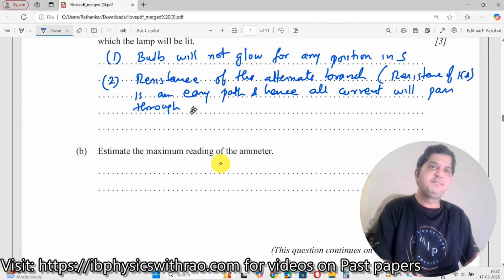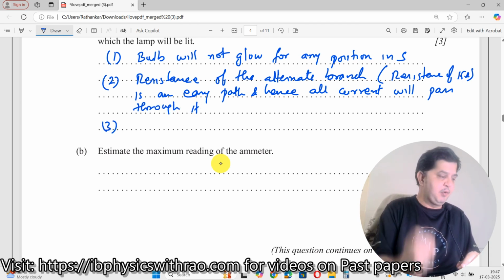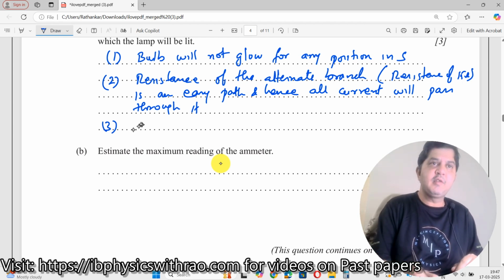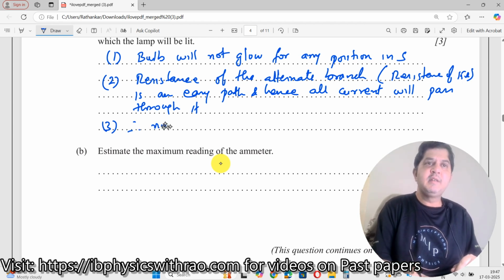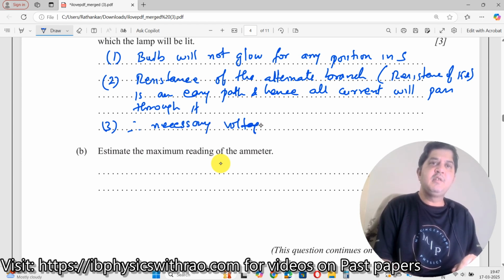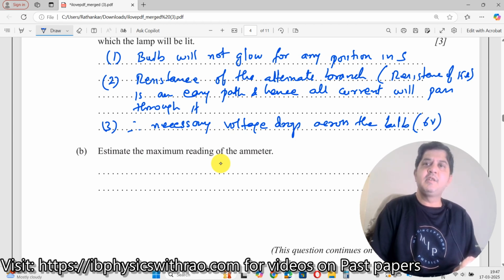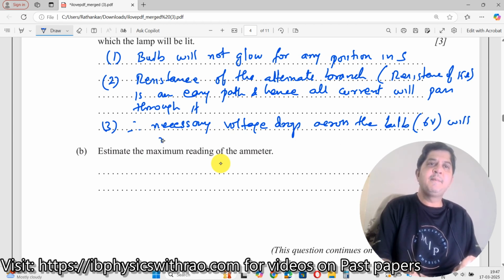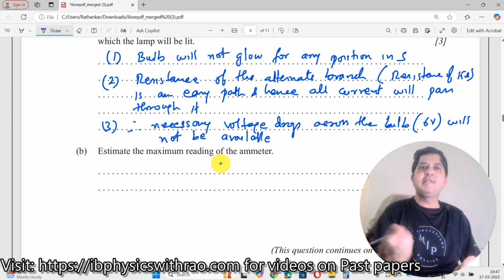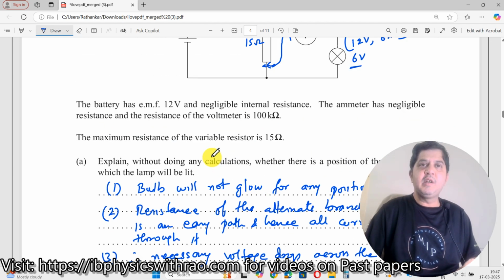Okay, this is the second point that I can put. Then third, current. Therefore, the necessary voltage drop across the bulb, how much is it? 6 volt will not be available. Okay, how do I know the necessary voltage drop is not available? You can look at it from here.